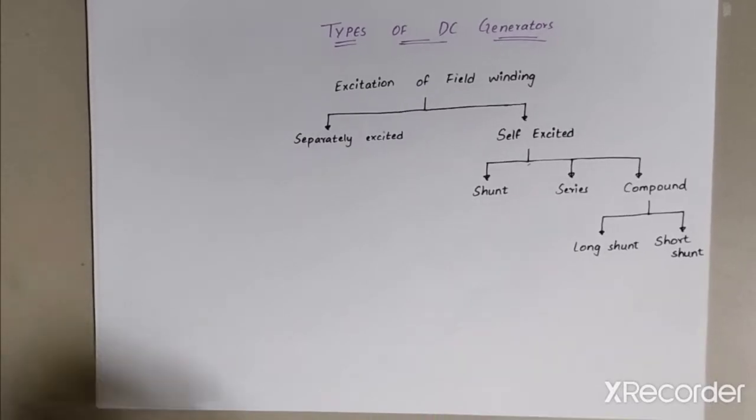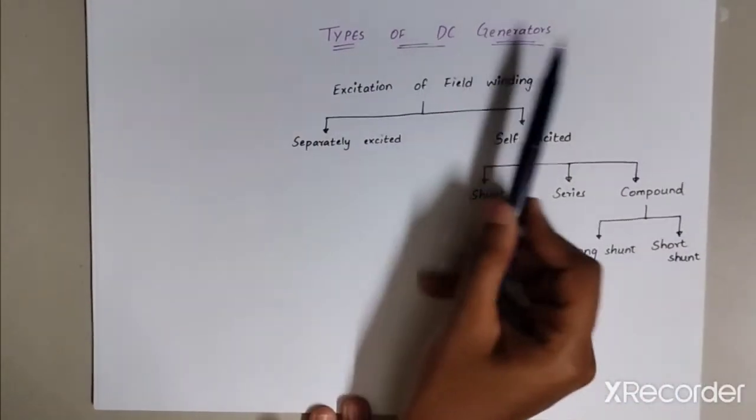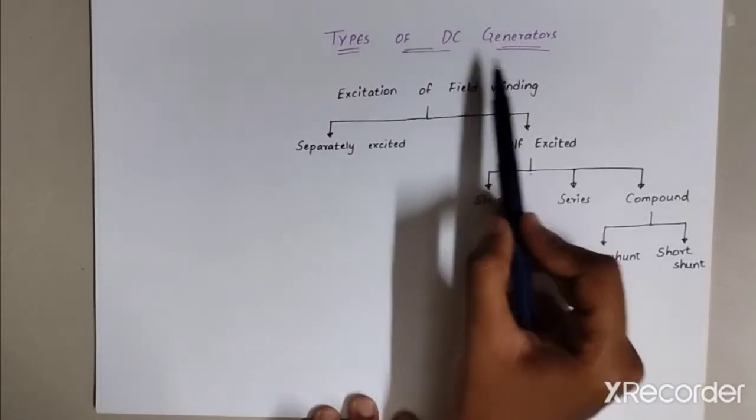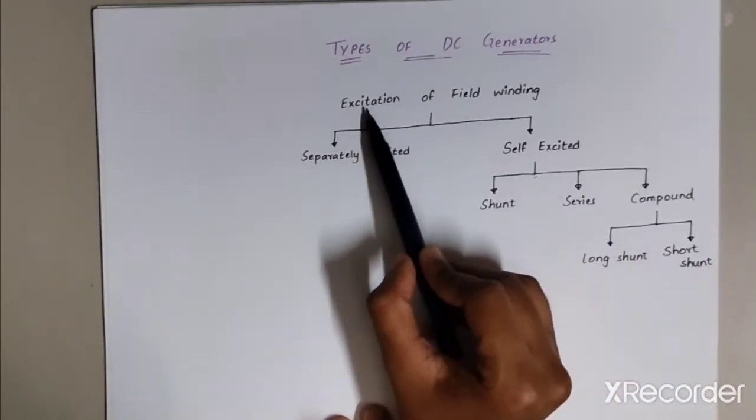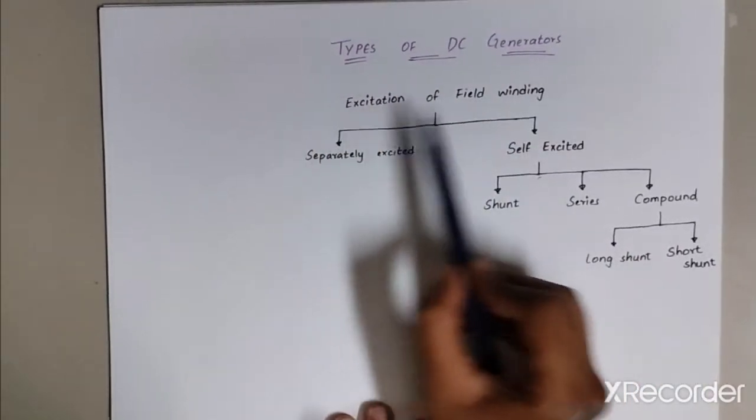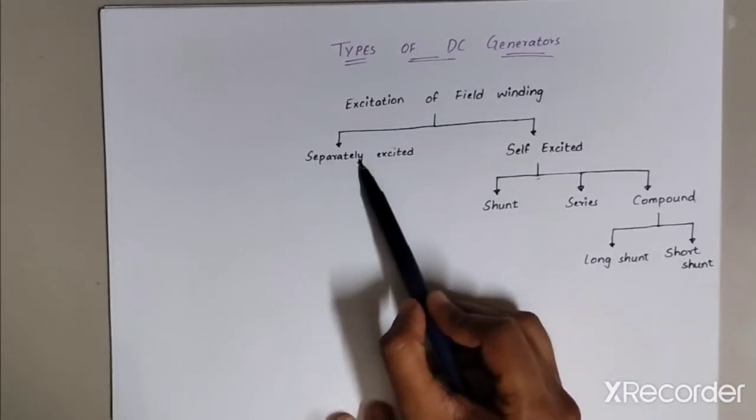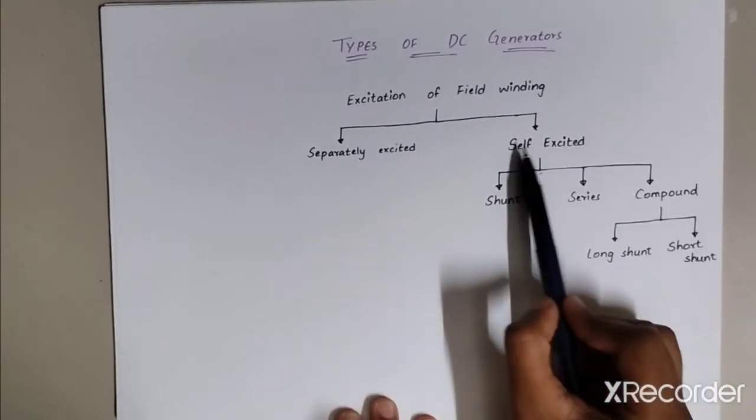20BQ1A04I8, and now I'm going to explain about types of DC generators. DC generators are classified on the basis of their excitation of the field winding. They are classified into two types: separately excited and self-excited.